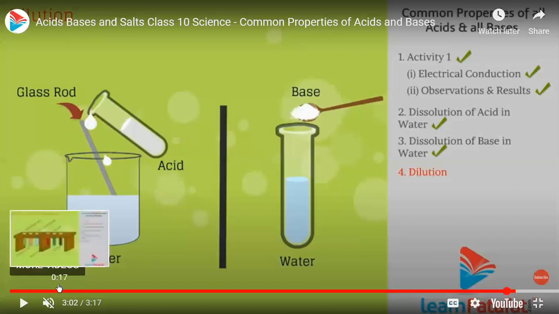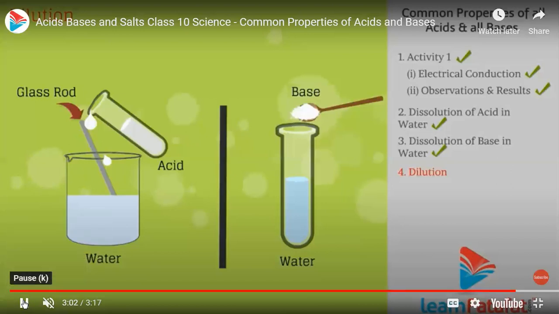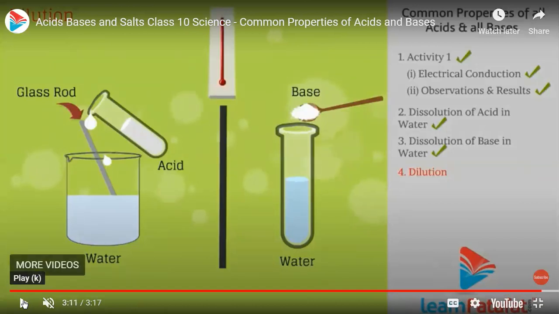So why do we do this? Because the dilution process is highly exothermic. Exothermic means it will release a good amount of heat energy. So we have to be very careful while doing the dilution process. That is why we take water in a beaker and we add acid to it slowly, so that it doesn't splash out, it doesn't hurt you, and it doesn't cause any burn.